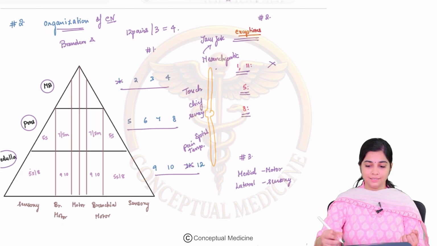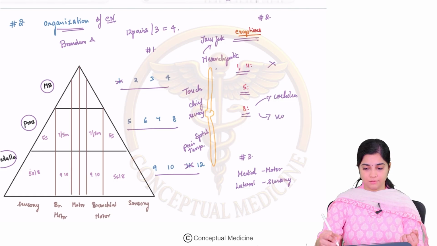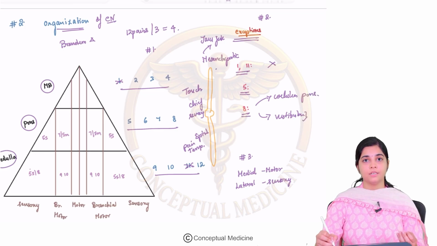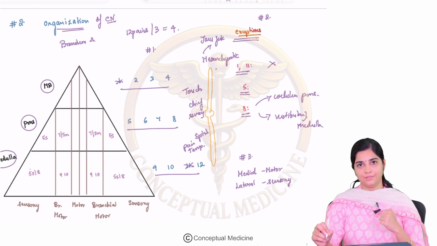Then the eighth cranial nerve is also an exception because it has two nuclei, the cochlear nucleus and the vestibular nucleus. The cochlear nucleus is at the pons, the vestibular nucleus is in the medulla. Okay, so these are the three exceptions that you have to remember.